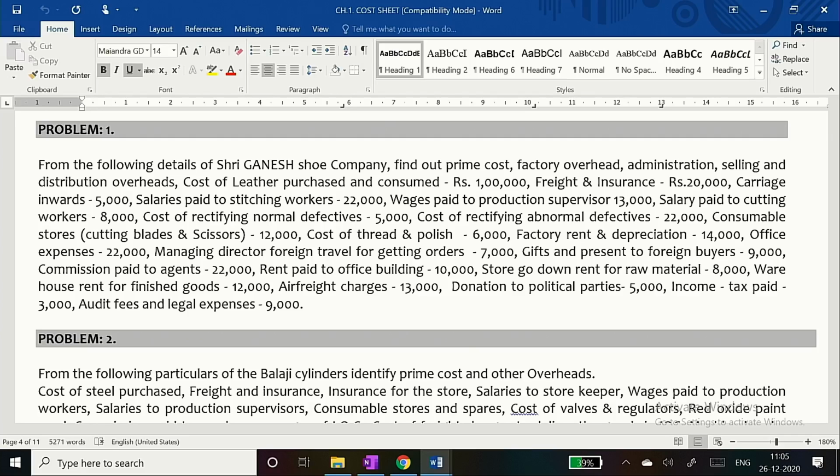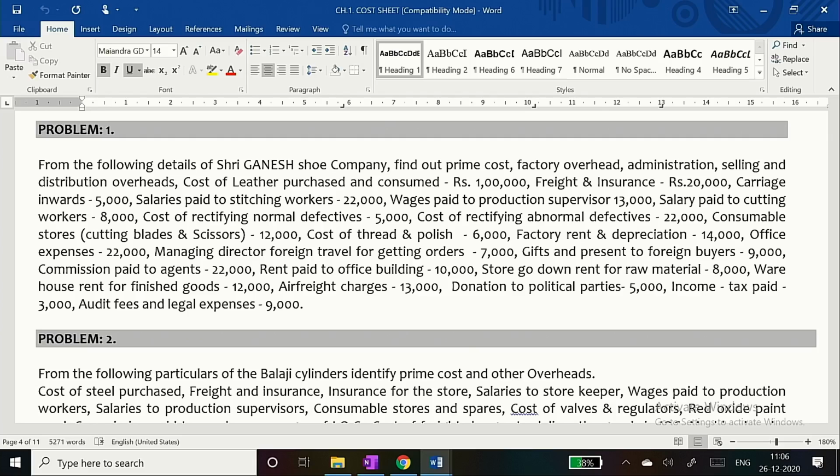Finished leather will be input. First process they cut it, second process stitch it, then the shoe uppers are ready. That's all. Now the cost starting from this thing we have to segregate. I will repeat and repeat. Cost of leather purchased and consumed 1 lakh. This is direct materials. Remember, cost of leather consumed, not purchases, issued for production. Point 1, correct, direct materials.